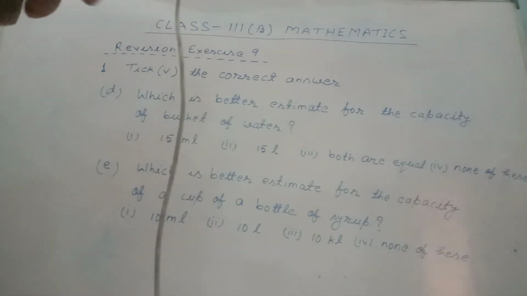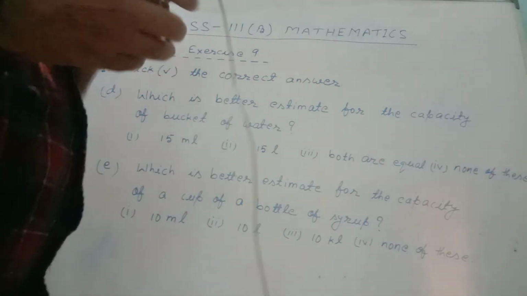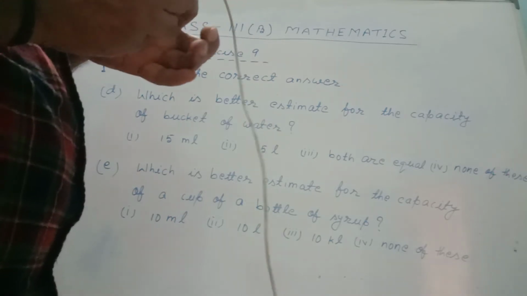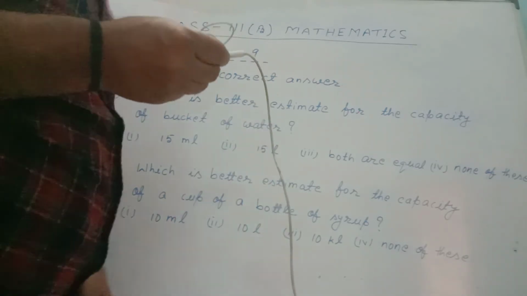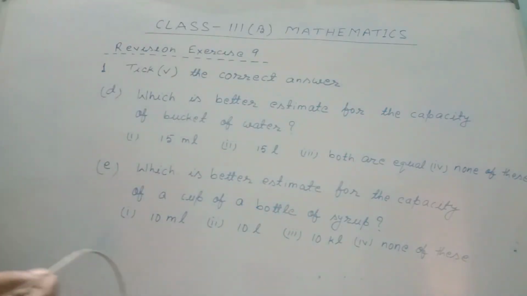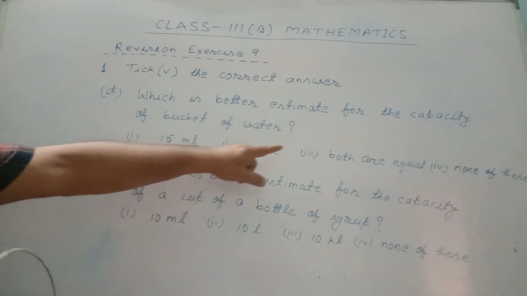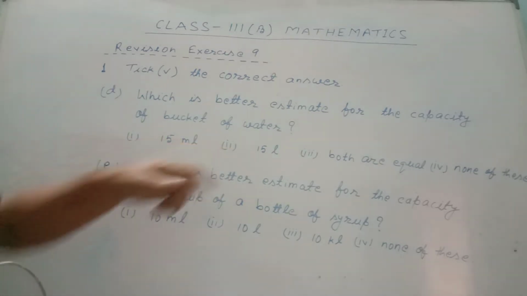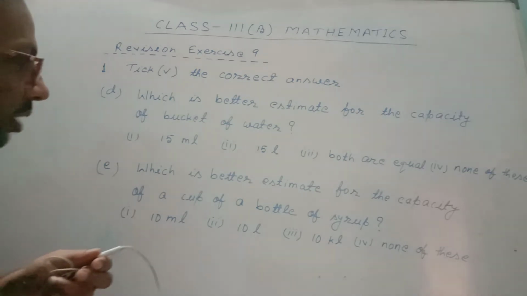In question number D, which is better estimate for the capacity of bucket of water? Water is measured in a bucket in a liter. And here you have 4 options. Option number 1 is 15 milliliter. Option number 2 is 15 liter. Option number 3 is both are equal. And option number 4 is none of these. As I told you, water in a bucket is measured in liter. So in option number 2, you are seeing there is 15 liter. That will be the answer.